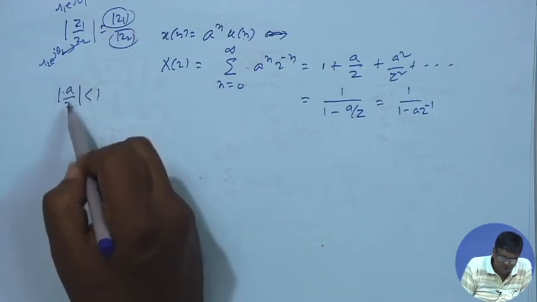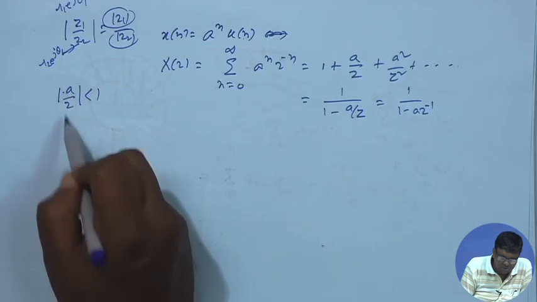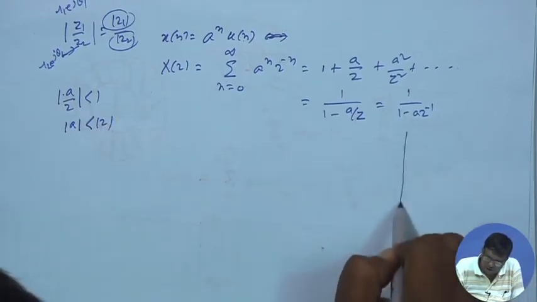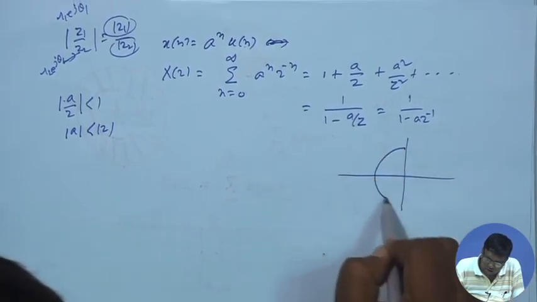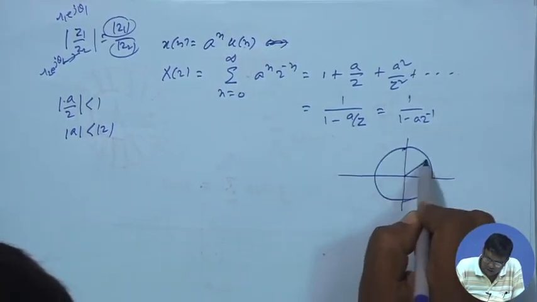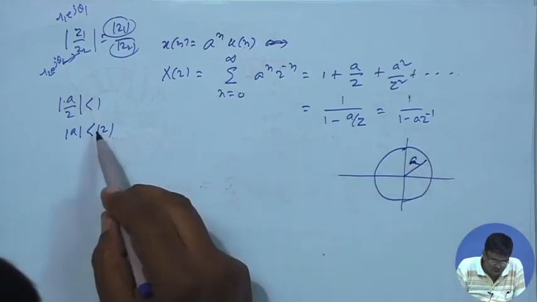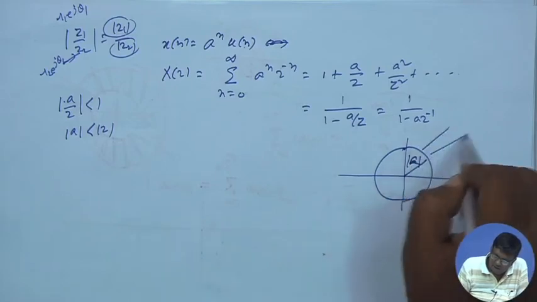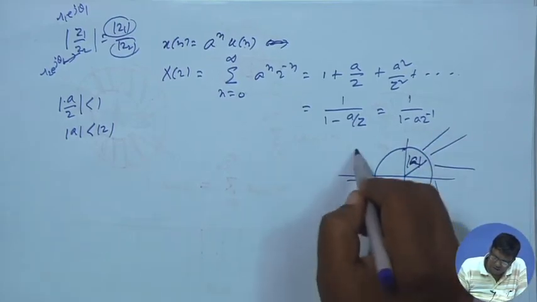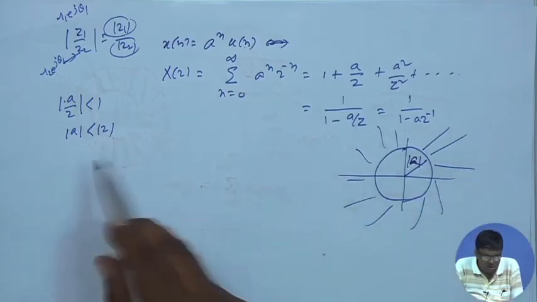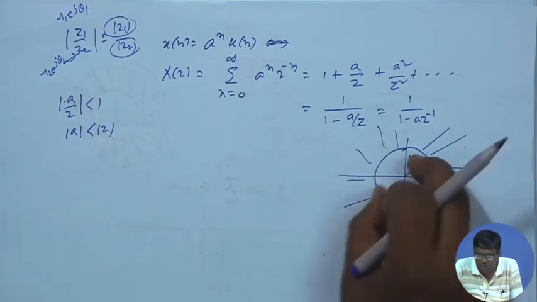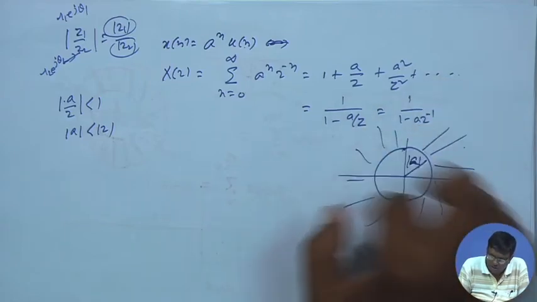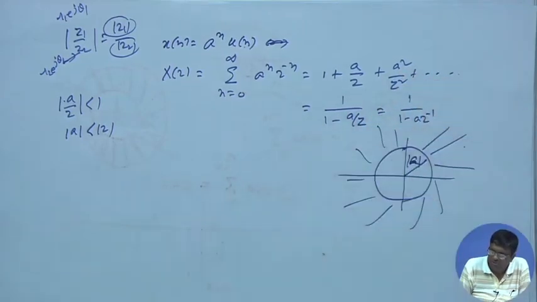Okay. Now, mod of a by z less than 1 means mod of a less than mod of z, which means ROC is what? There is a circle of radius mod a and mod z greater than mod a. So, radius is mod a. So, a whole region outside this, okay, where mod z is greater than mod a. So, any z here means this mod will be greater than mod a, that is the ROC. I consider, and indeed the ROC, the Z transform is this.